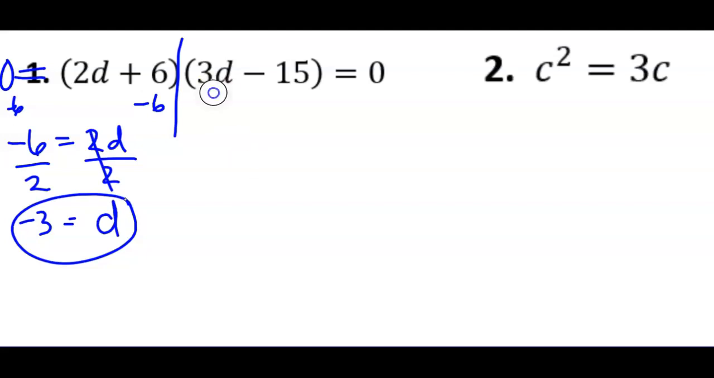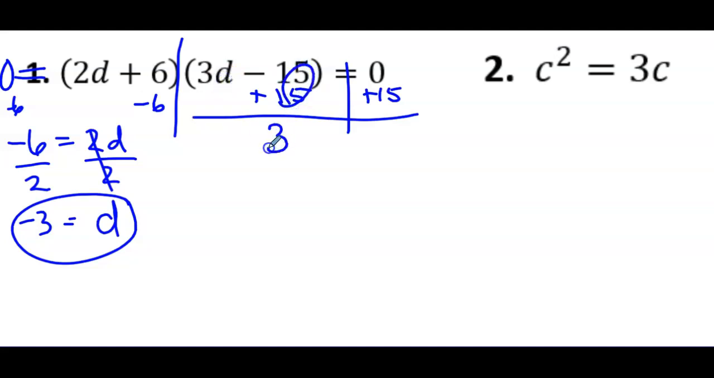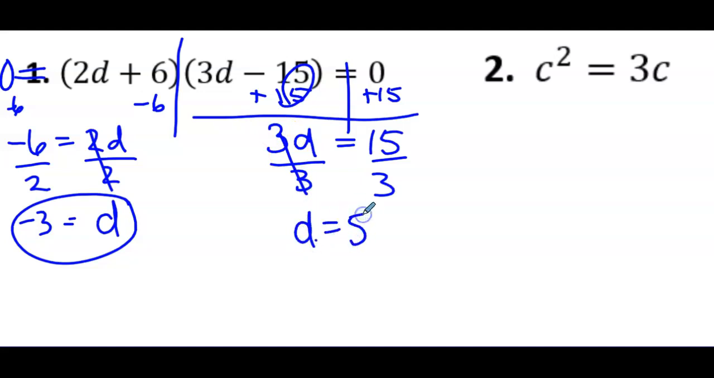What do we have to move first? Our 3 or our negative 15? Our negative 15. We have to add 15 to both sides of the equal sign to solve for d. We're getting d by itself. Okay, that's a 0, so then I've got 3d equals 15. We divide both by 3. That'll cancel. My d is equal to 5. That is my other answer.